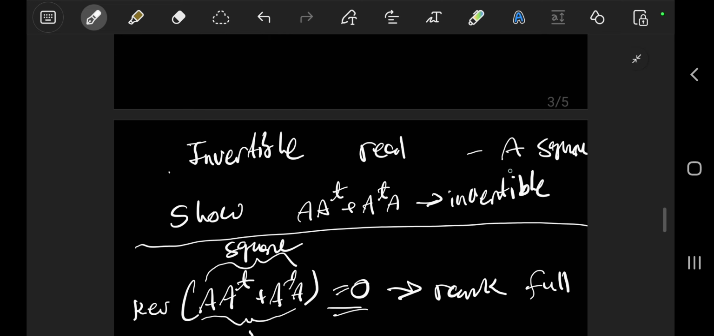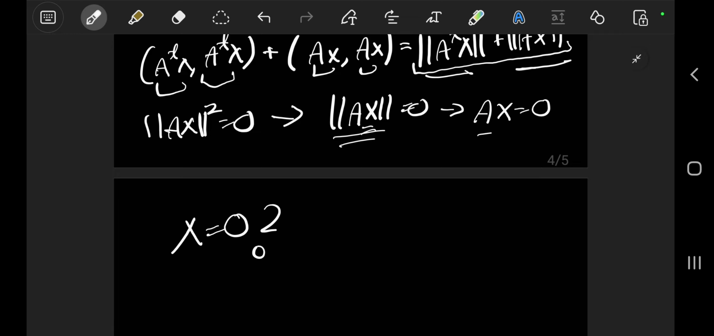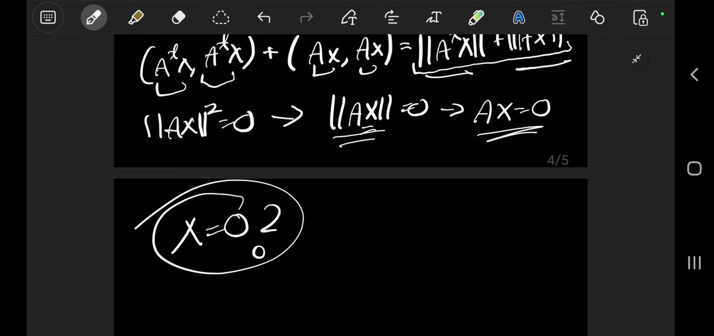But wait a minute. How do I get from here to x equals 0? If the norm of Ax equals 0, the norm is greater or equal to 0, and it's 0 just for the zero vector. So from here I can conclude that Ax equals 0. But how do I get to x equals 0?